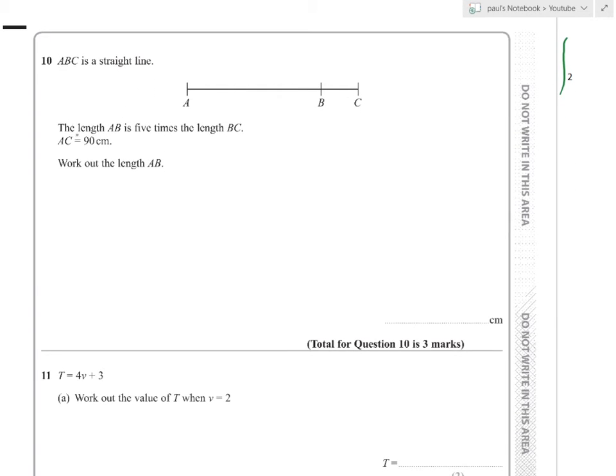ABC is a straight line. The length AB is 5 times the length BC. So that's 5 and that's 1. Bit of a ratio thing going on. AC, the whole thing, is 90.